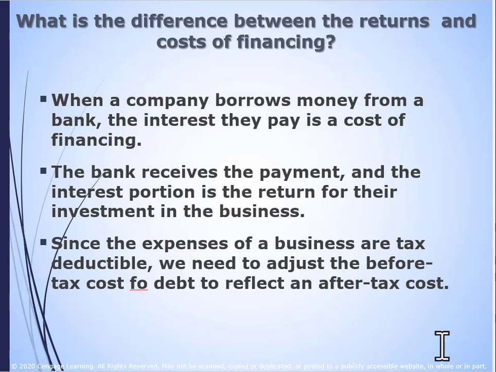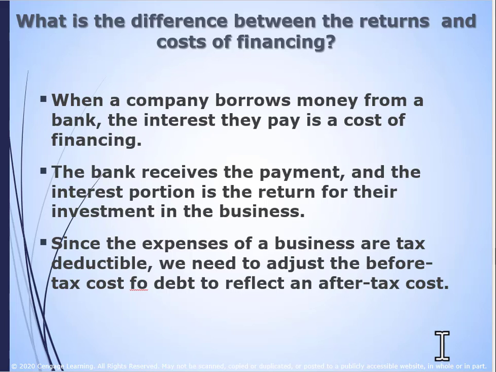So the final thing we want to talk about here is just the difference between returns and costs. When a company borrows money from a bank, the interest they pay is a cost. The bank receives a payment, of course, and the interest portion that they receive is the return for their investment in the business. Now, there's obviously a tax thing here, but the point we're trying to make is that the return that investors get is equal to the cost of the company, right?